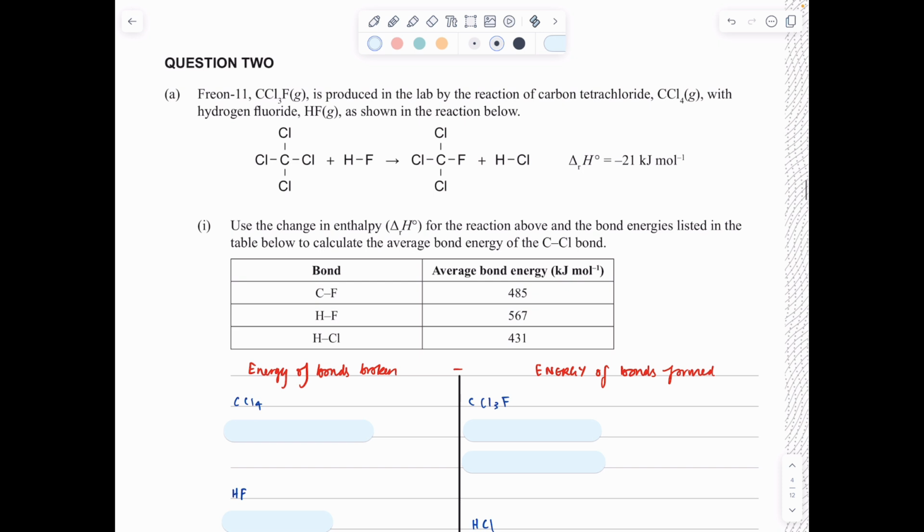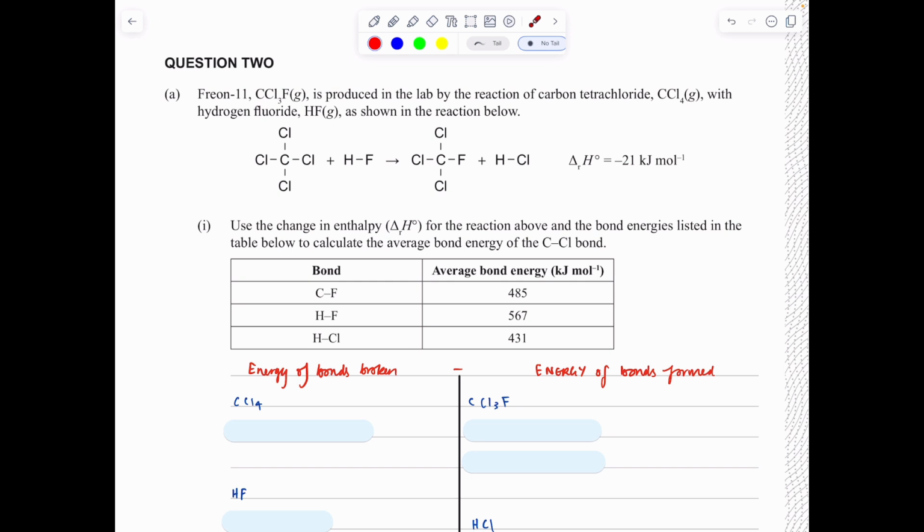All right, heading into question 2 of this exam: Freon 11 is produced in the lab by the reaction of carbon tetrachloride with hydrogen fluoride as shown in the reaction below. Use the change in enthalpy for the reaction above and the bond energies listed in the table below to calculate the average bond enthalpy of the CCl bond, the CCl bonds over here.